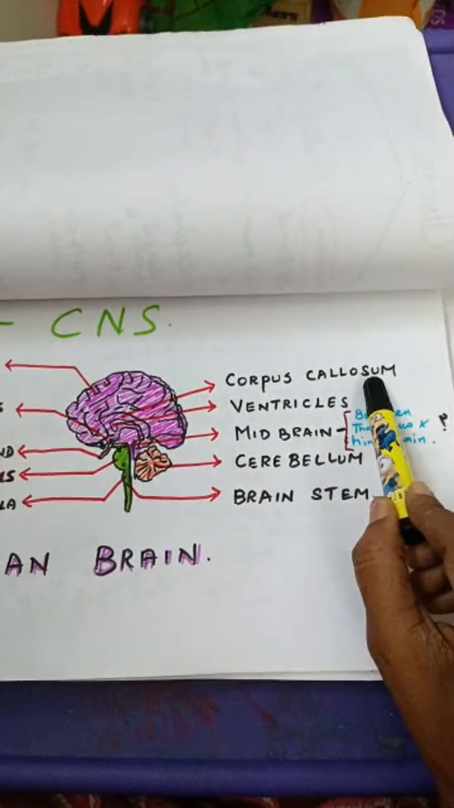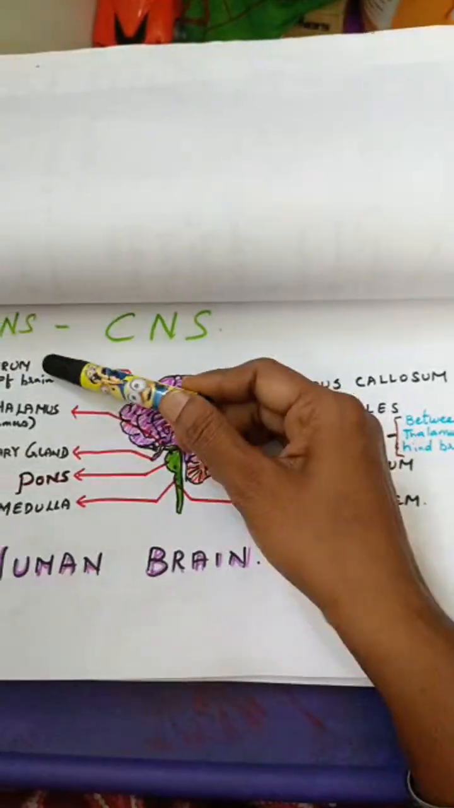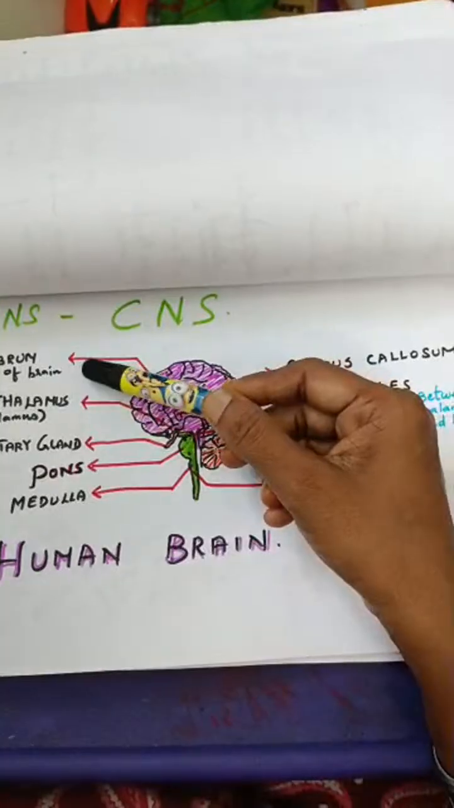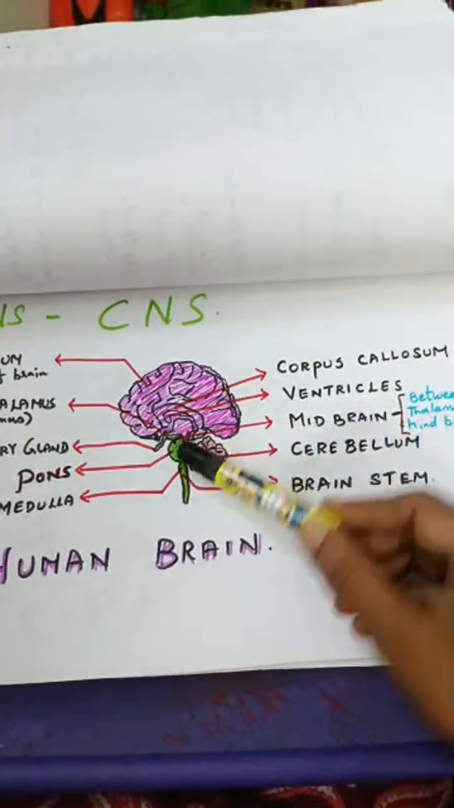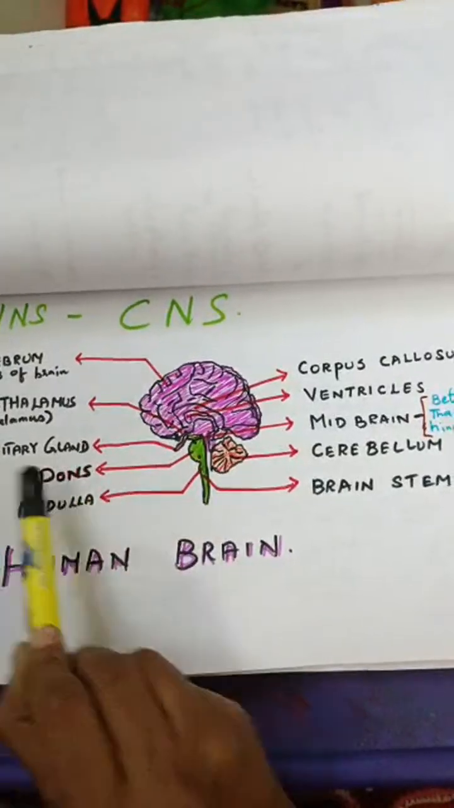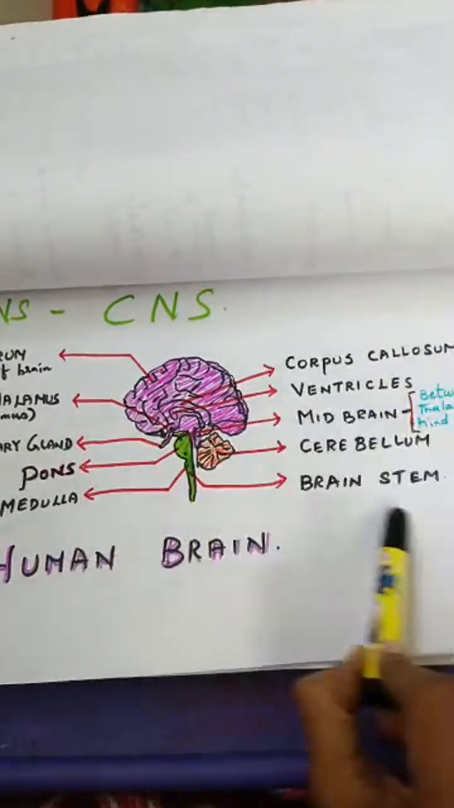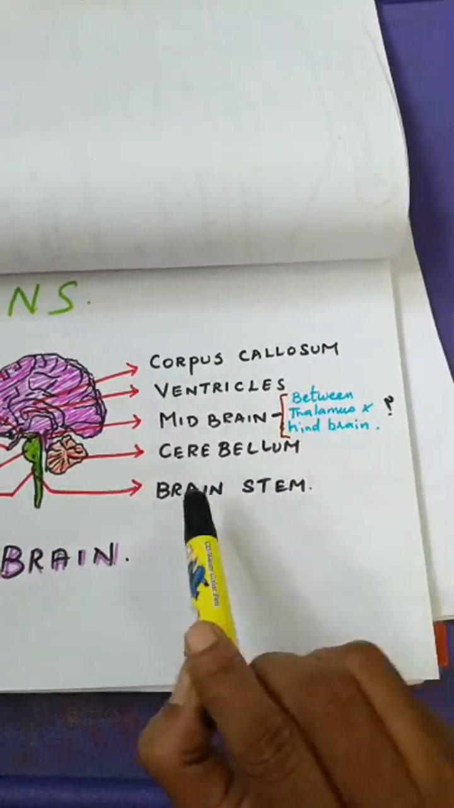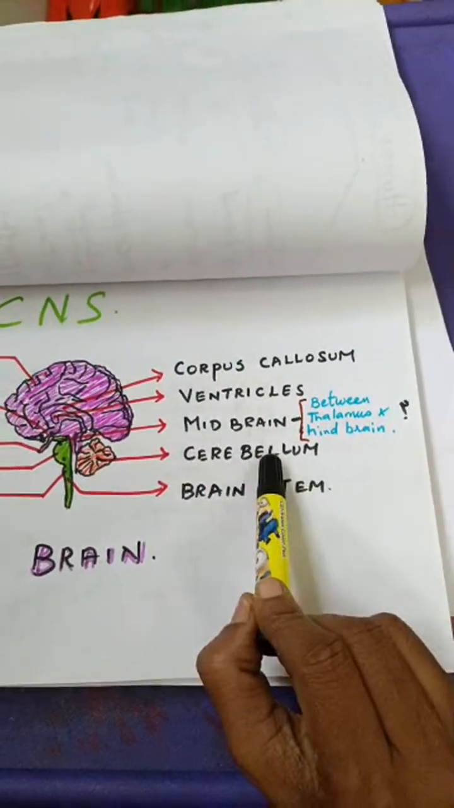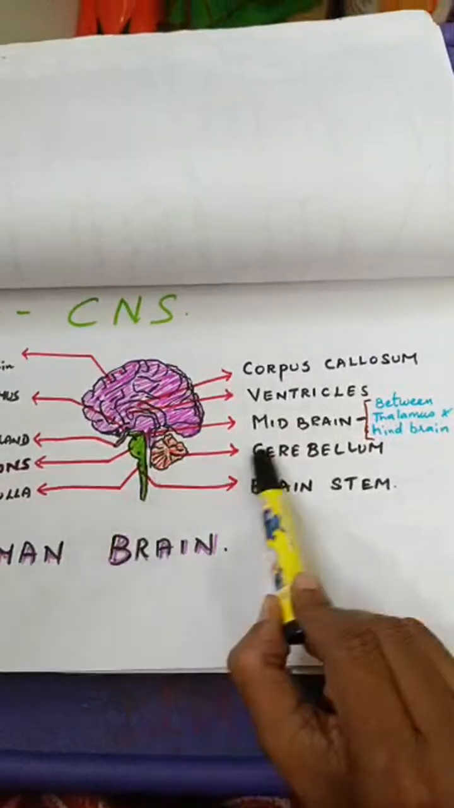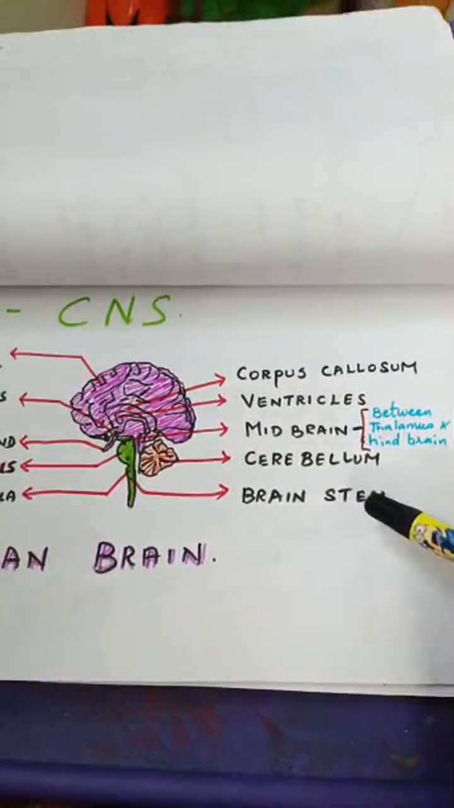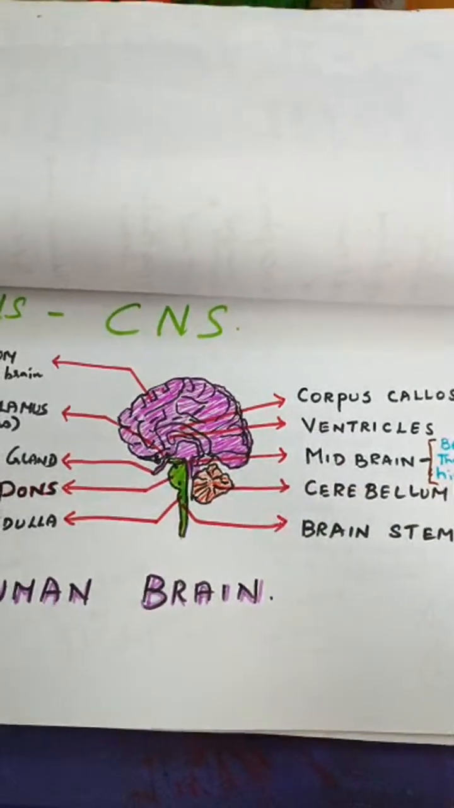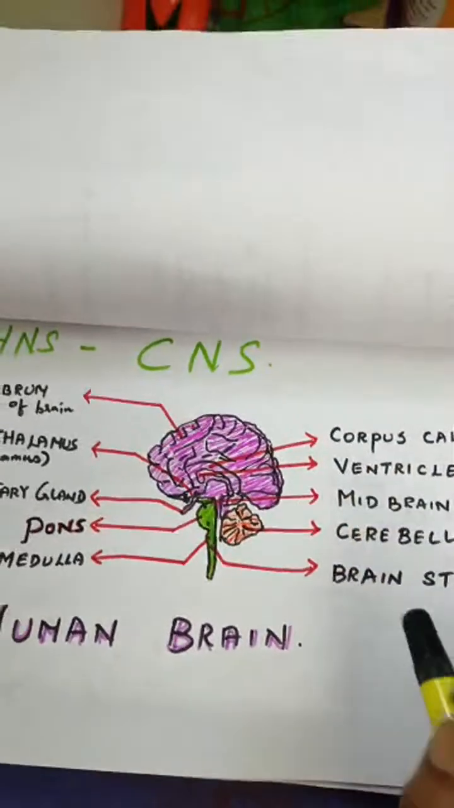You have the corpus callosum, you have the ventricles, then you have the cerebrum. Two-thirds of the brain is occupied by the largest part, the cerebrum, that's the forebrain, and you have the hypothalamus, and then you have the pituitary gland, and then pons, medulla, and the midbrain is between the thalamus and the hindbrain. The hindbrain consists of the cerebellum, the pons and the medulla. These three are the hindbrain, and you have the brainstem which is continuous from the human brain, the major part. Okay, so now this is actually the class 10 science.